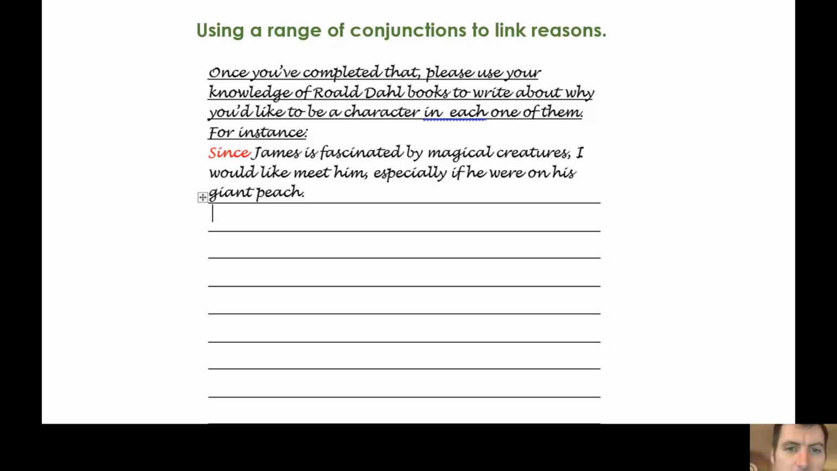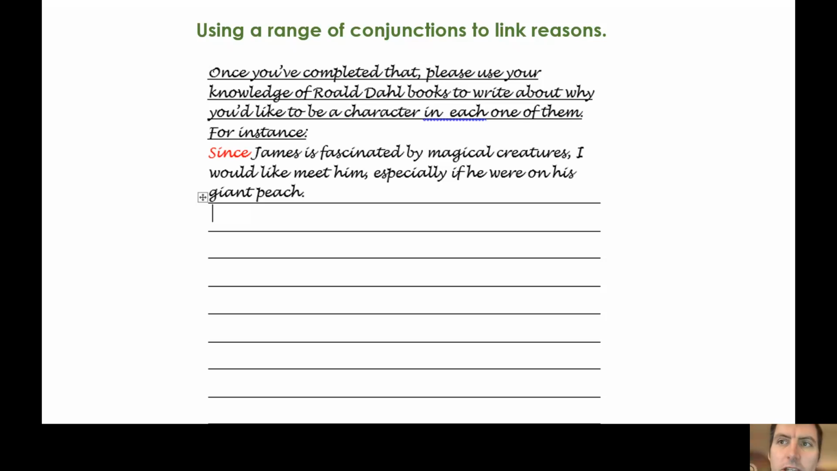So I'm thinking about James. So since, that's my conjunction, since James is fascinated by magical creatures, I would like, should say to meet him. I made a mistake there. Don't tell Hania. Since James is fascinated by magical creatures, I would like to meet him, especially if he were on his giant peach. Okay, so that's my sentence there.